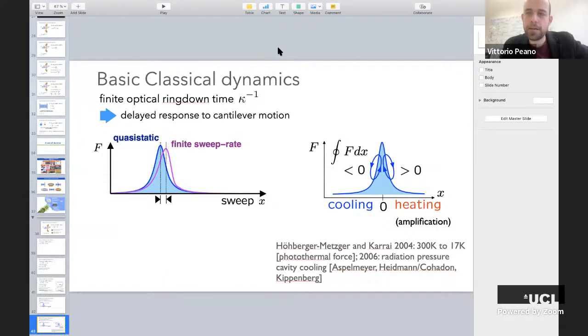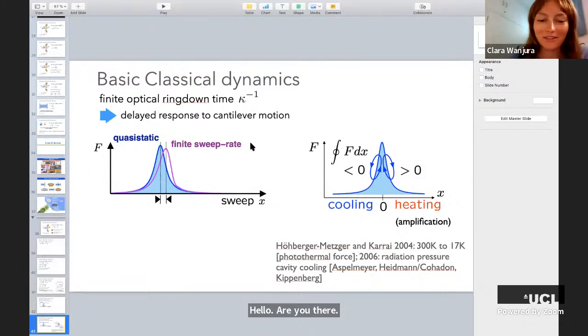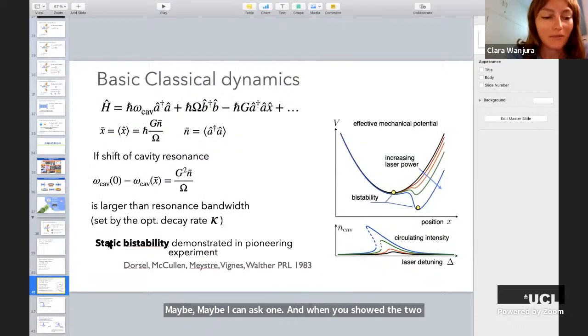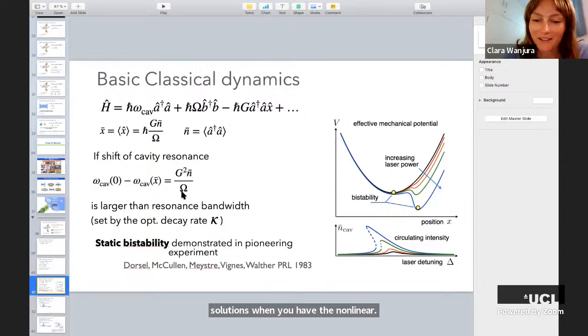Hello, Clara, are you there? Yeah, I'm there. Yeah, okay, maybe. Sorry. Maybe I can ask one. When you showed the two solutions, when you have the nonlinearity, so you have two possible steady states, I was wondering, how would you in practice go from one to the other, or how would you manage to go into one steady state or the other?